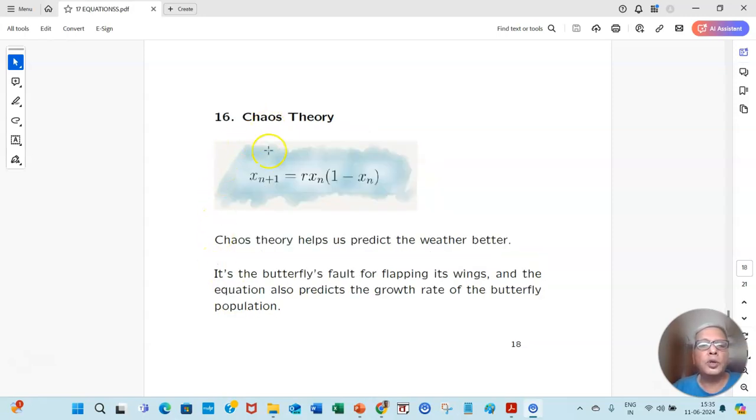Number 16, chaos theory. x(n+1) equals R times x(n) times (1 minus x(n)). Chaos theory helps us predict the weather better. It's the butterfly's fault for flapping its wings, and the equation also predicts the growth rate of a butterfly population.